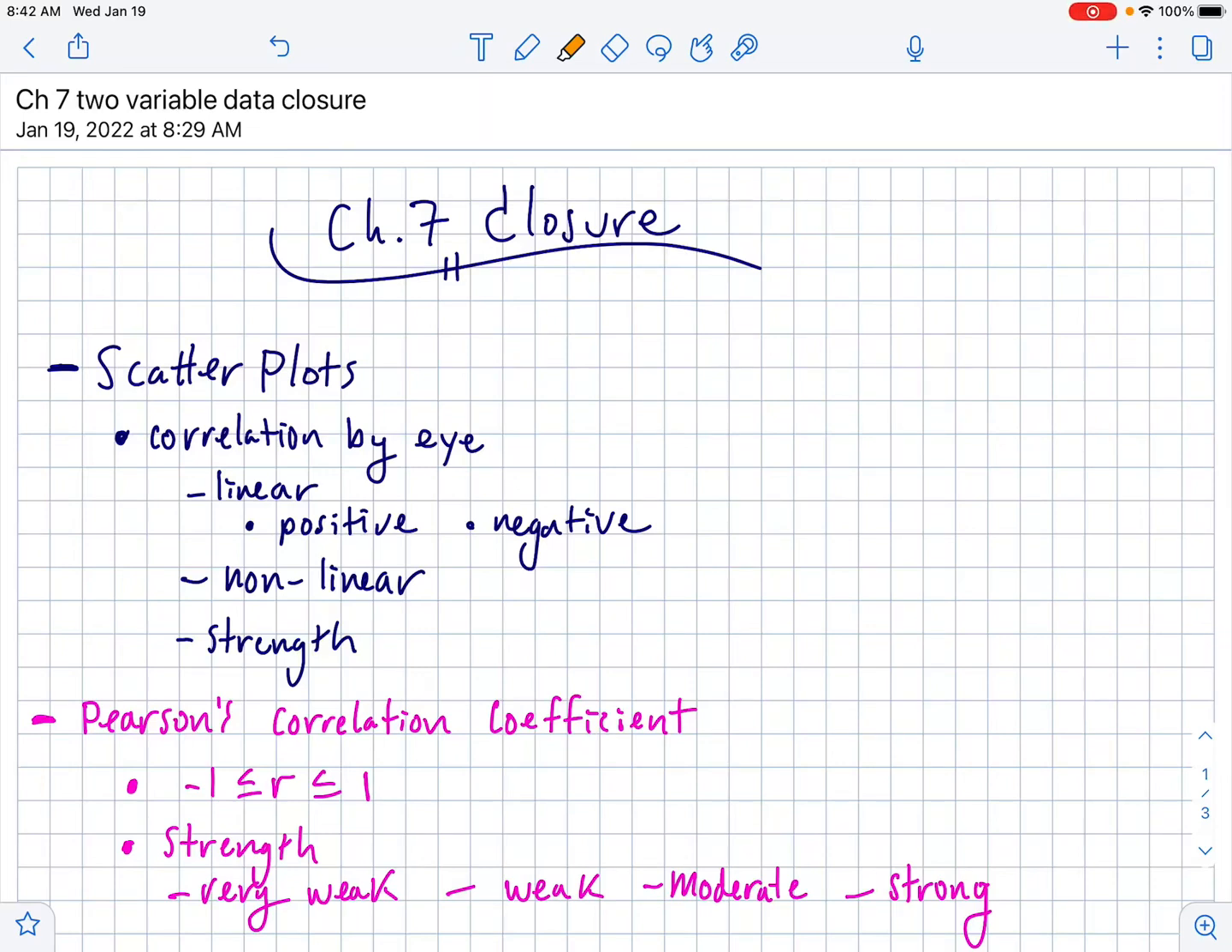All right, IB AASL 2. Today we're going to talk about closure notes. We've reached the end of chapter 7. It was a shorty but a goodie. Let's talk about what we learned there.